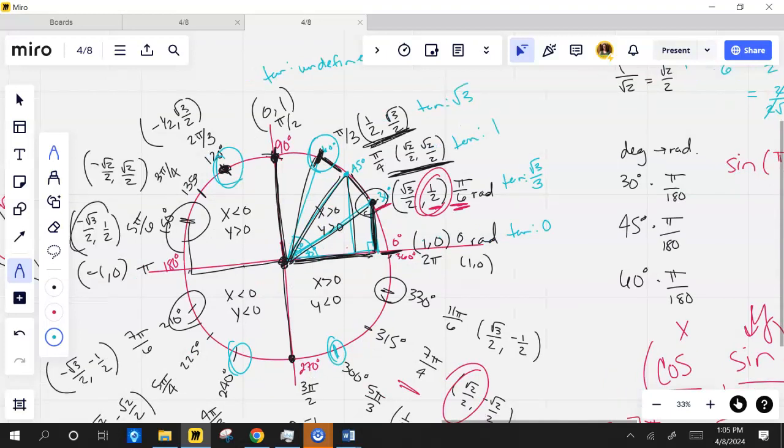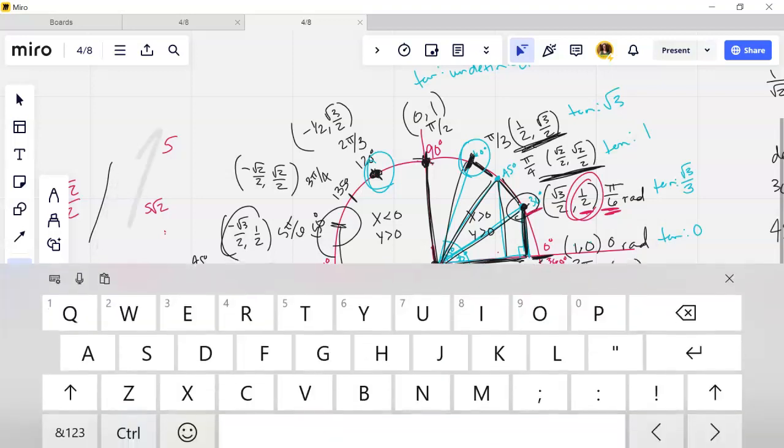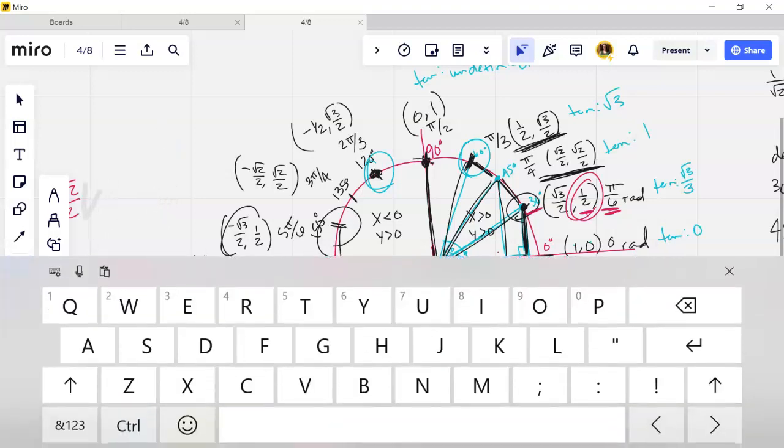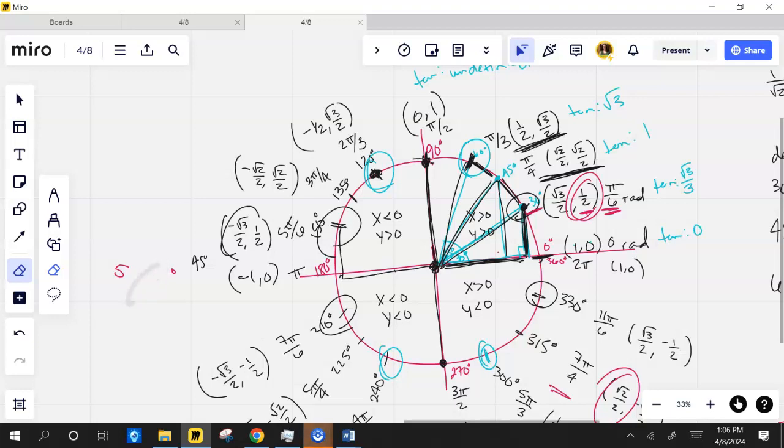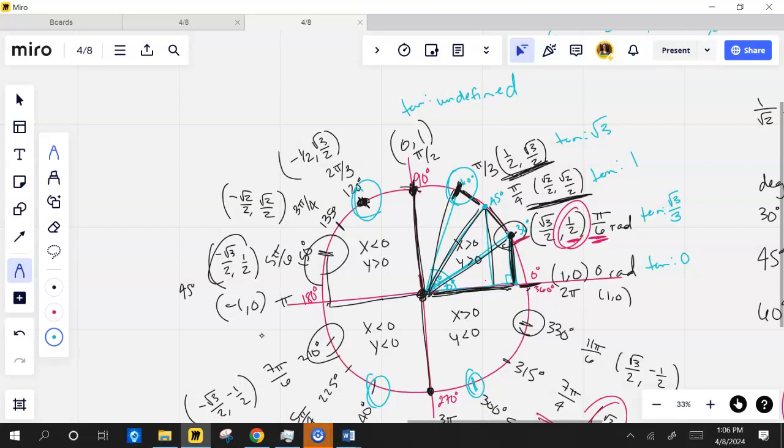Okay? Now I'm going to use these, and I'm just going to come over here to the rest of my little circle. What's the tangent at 2 pi over 3? That's right. How about at 3 pi over 4? Okay. How about at 5 pi over 6? How about at pi?